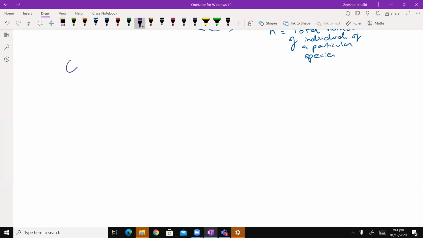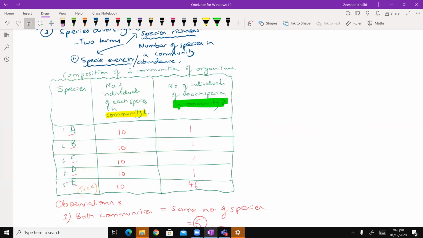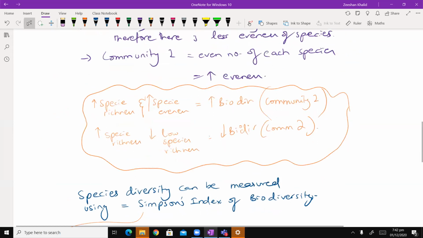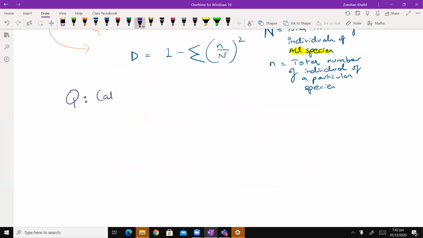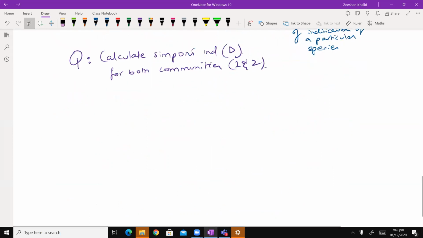So the question is, let's use the same example. Let's calculate the Simpson's index of biodiversity of both these communities, community one and community two, in the example that we gave. Let me write that question. Calculate Simpson's index, capital D, of biodiversity for both communities in our example. That's community one and two. Since we did that example, it's appropriate that we do this. So let's start off with community one first. So for community one.